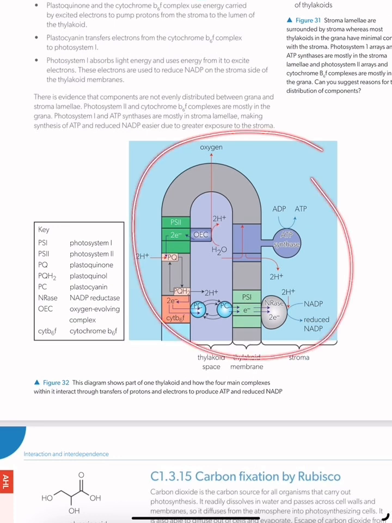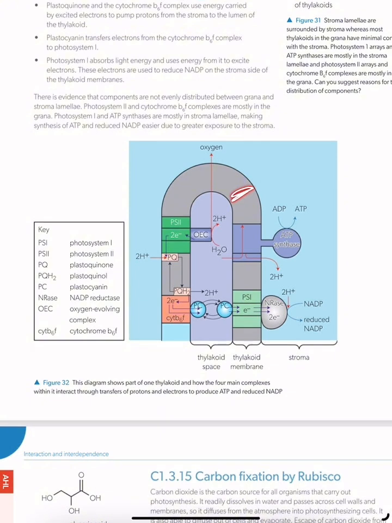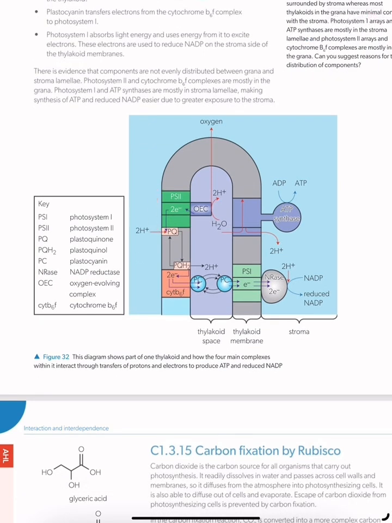This is a diagram showing the thylakoid. This is the thylakoid membrane, the thylakoid space, and this is the stroma outside of the thylakoid. So we have photosystem 2, photosystem 1, ATP synthase, and the other complexes.